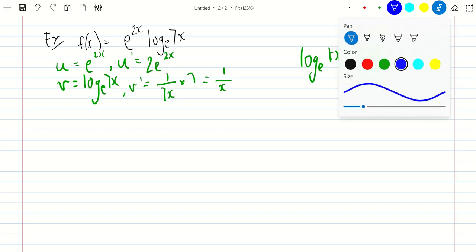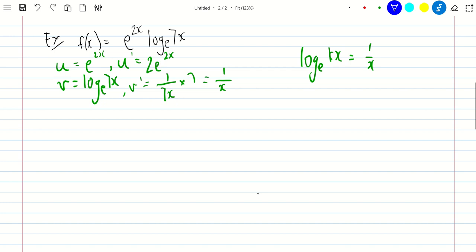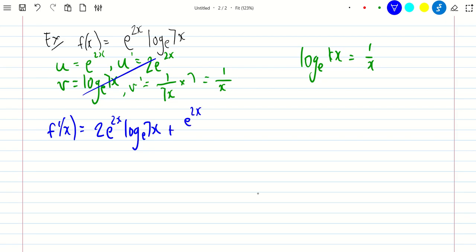Okay, so now let's do our product rule. So we've got f dash of x is equal to, and again, it doesn't matter which order, I'll just do that one times that one, 2e to the 2x log e of 7x, and it's going to be plus e to the 2x times by 1 over x, so that essentially just puts it over x. And so that is my derivative for that function.